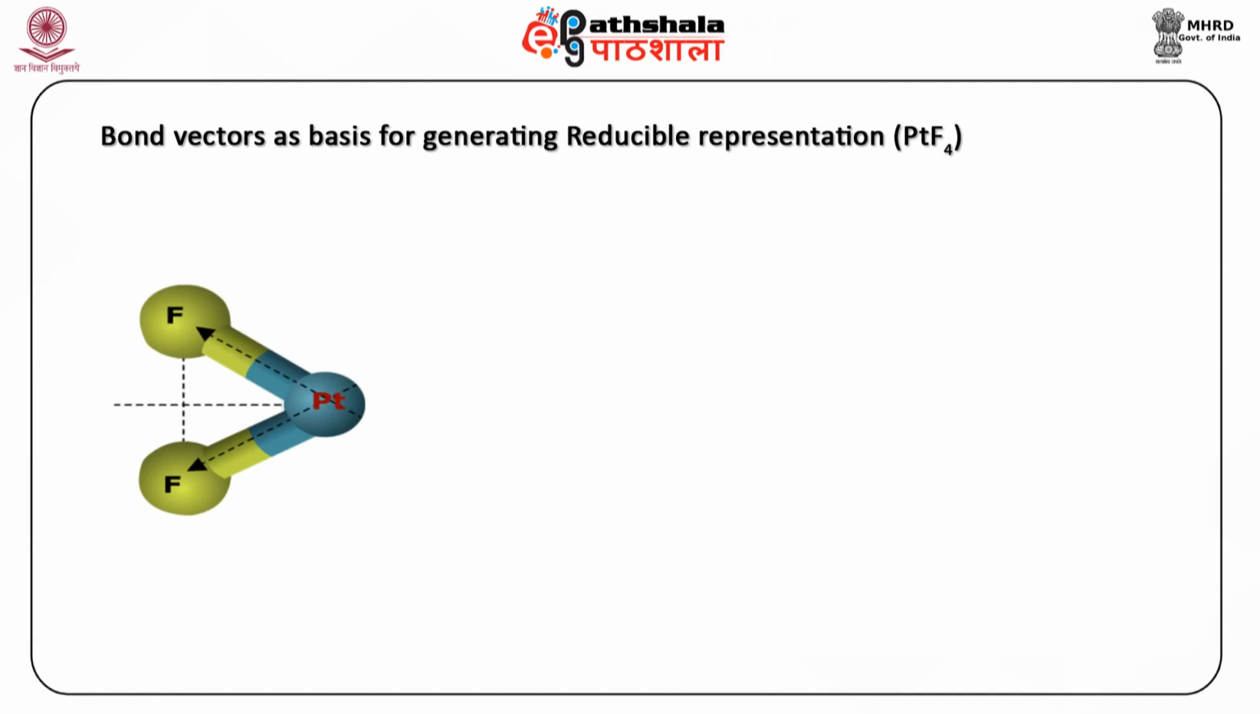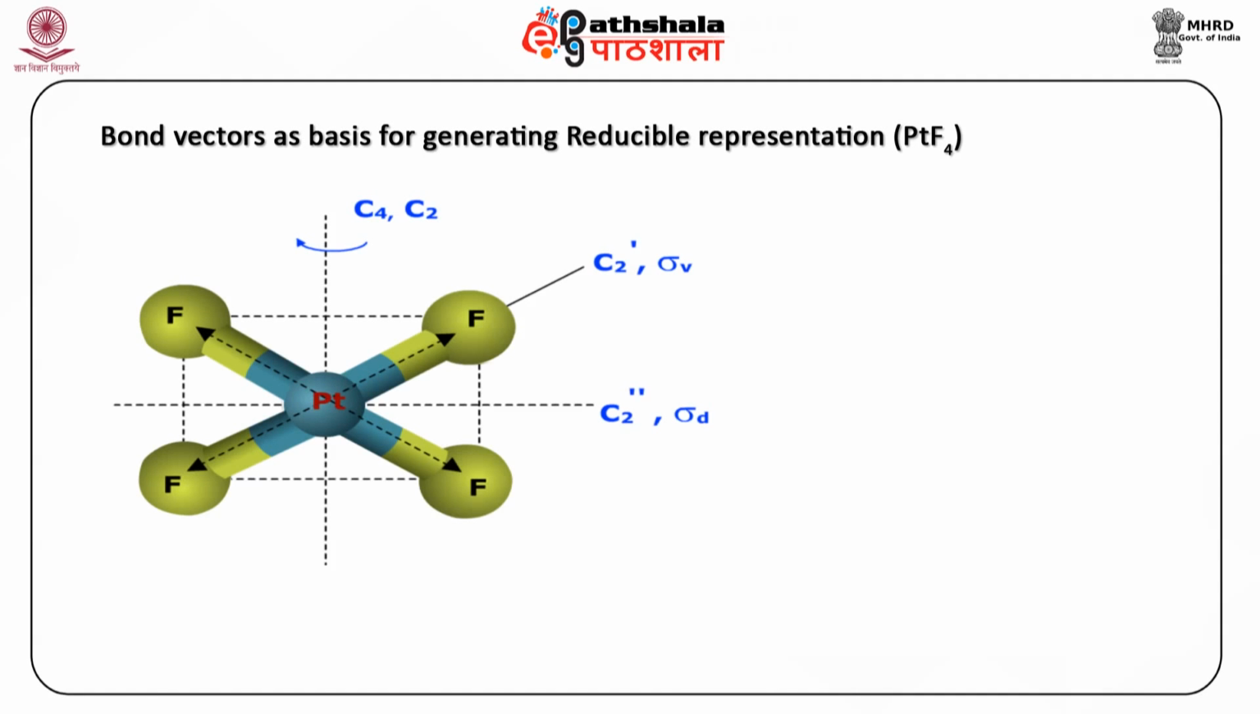Now, let us study base vectors x, y, z of unit length along the x, y, z axes, which have been used for generation of reducible representation of a point group. One can also use bond vectors for generating reducible representation. These types of representations are very important in dealing with vibrational spectra of molecules. Let us take a few examples to explain this method of finding reducible representation.